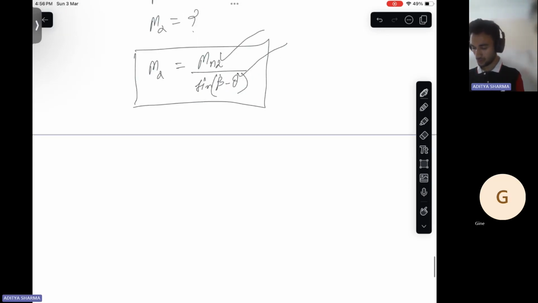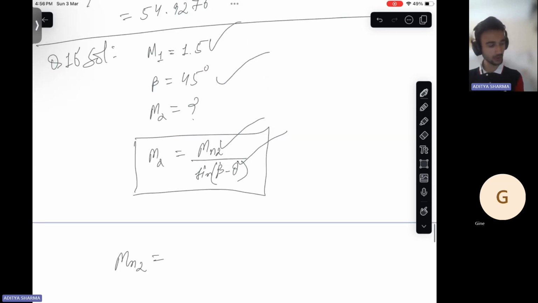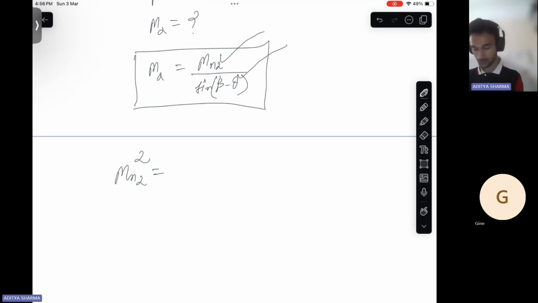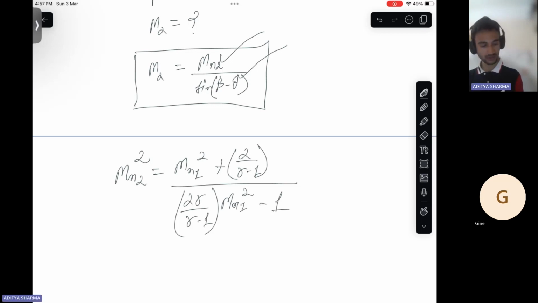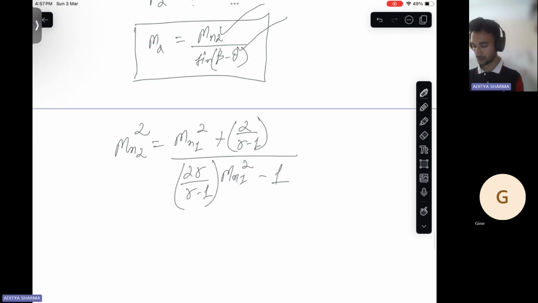But we know Mn2 can be solved, right? Using these two values, because Mn2 square is Mn1 square plus 2 by gamma minus 1, right? At 2 gamma, I'm just moving in reverse direction, right? From what I know of M2, I'm just trying to get to my answer, right?